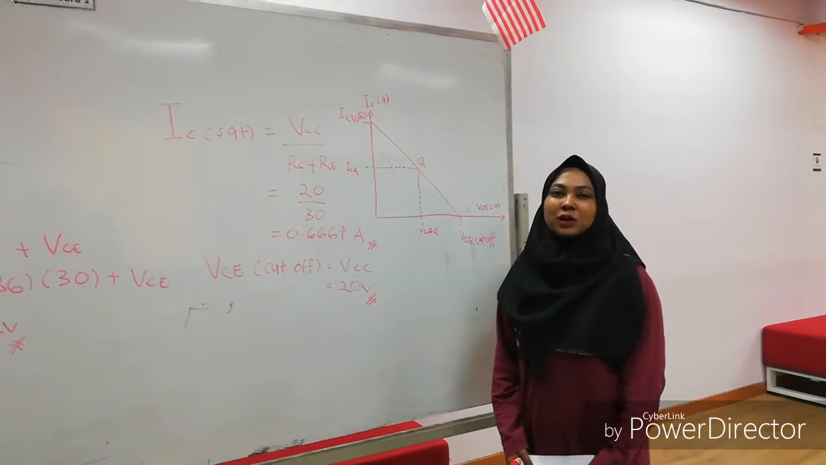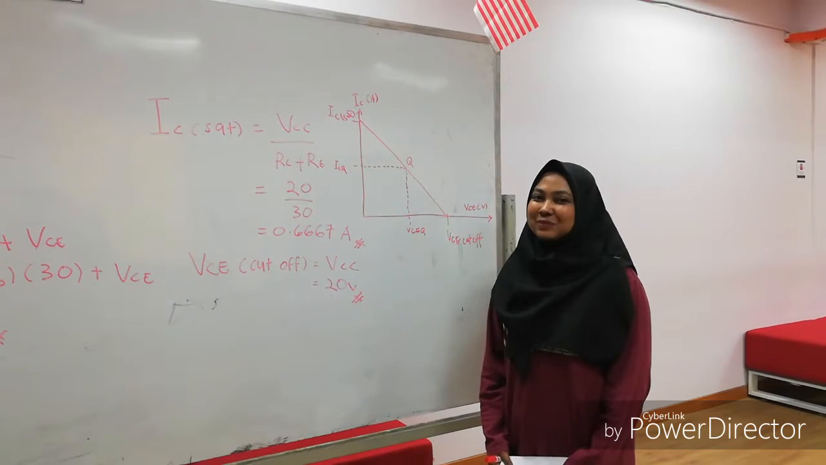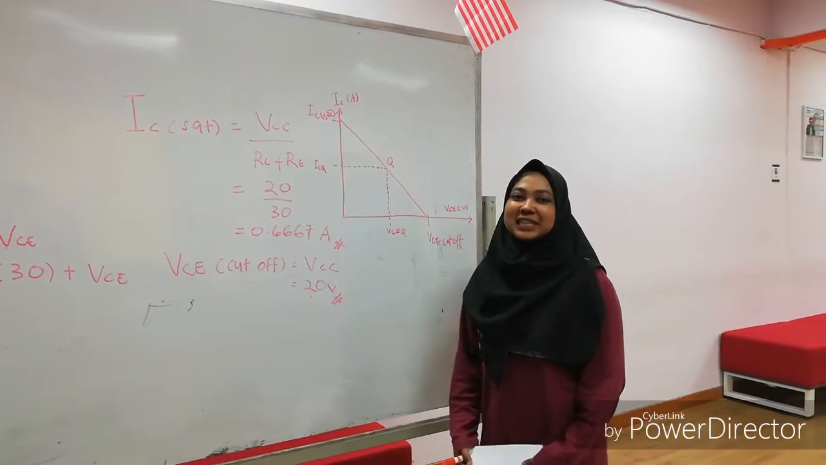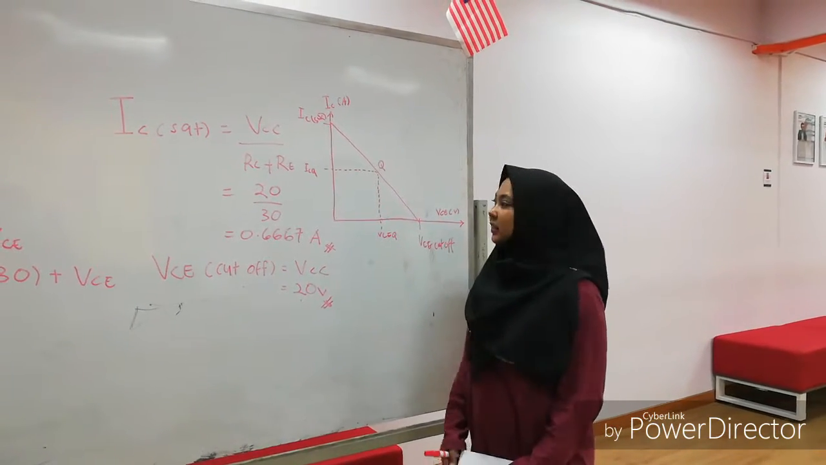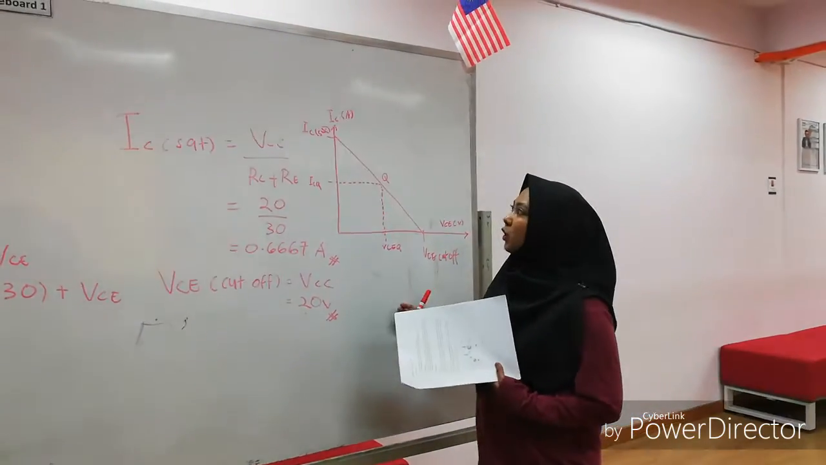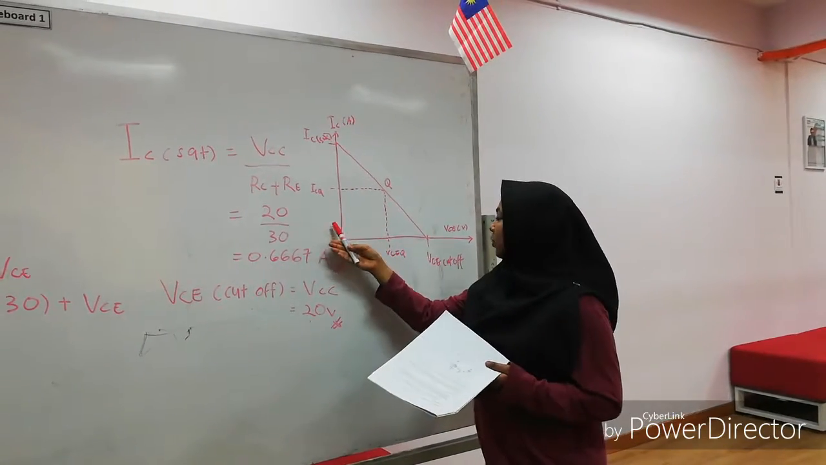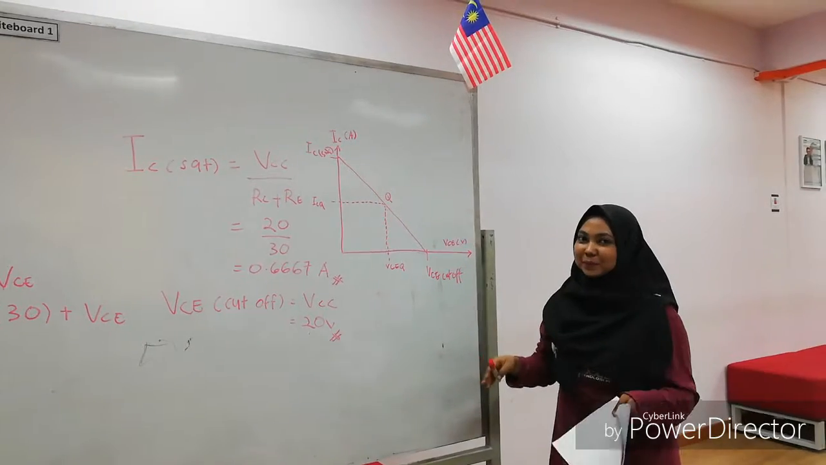Bismillahirrahmanirrahim. Assalamualaikum warahmatullahi wabarakatuh. My name is Nur Amira. Today I would like to explain to you how to know the class of the circuit that is given. The first thing that we need to plot is the DC load line. In the DC load line, we need to know a few values, which are the values of IC saturation, IC set, ICQ, VCEQ, and also VCE cutoff.